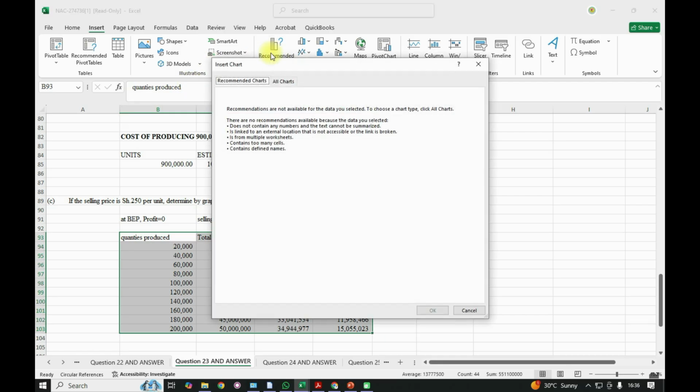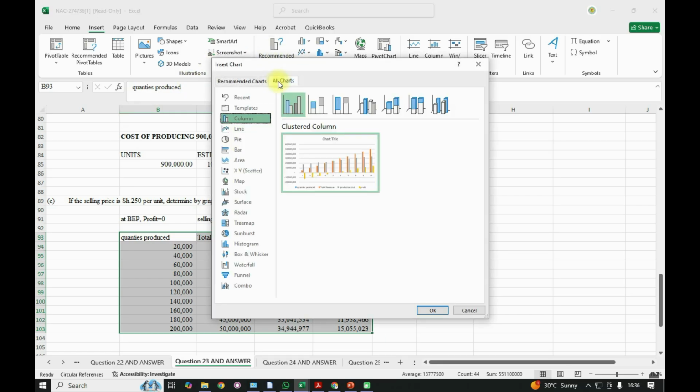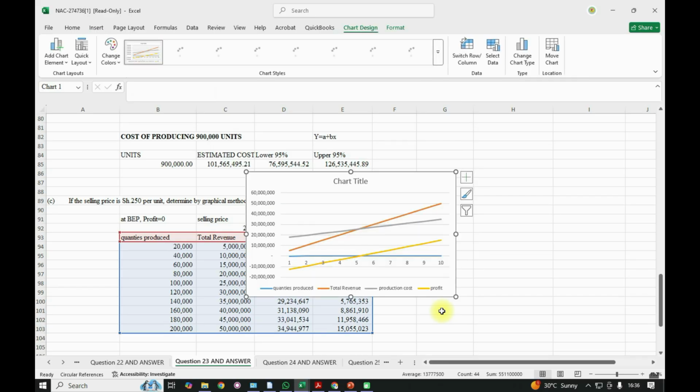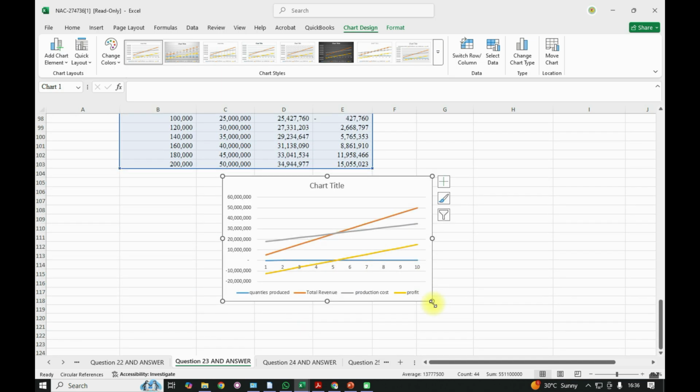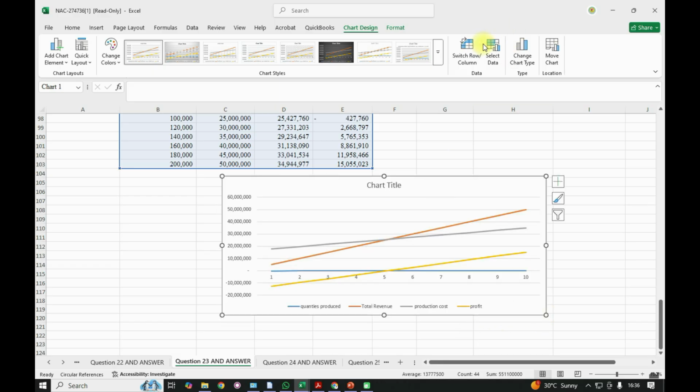So we look at the recommended, not picking, so I need the line. Yeah, line is okay. And remember now in this case, we shall deal with what? The quantities. So quantities vis-a-vis these others. Let me show you how it will look. Remember in this case you have to edit this.